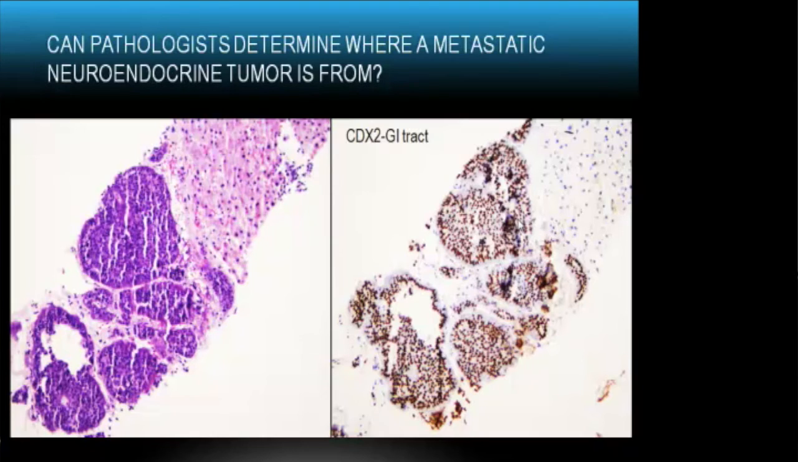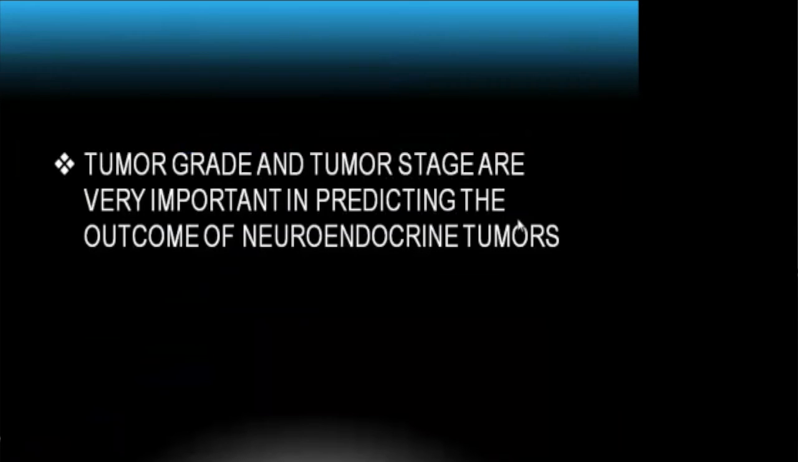That's all the information I can tell you, but we cannot tell exactly which portion of the digestive system. Basically, either small intestine or colon can express this molecule. So that's all we can do about the location differentiation. Tumor grade and tumor stage are very important in predicting the outcome of neuroendocrine tumors. So in the next several slides, I will talk about tumor grade and tumor stage.